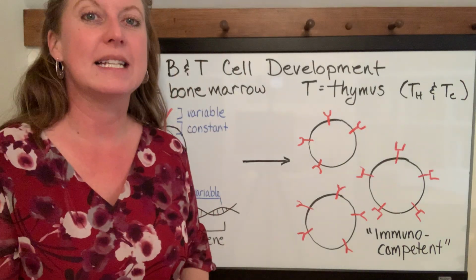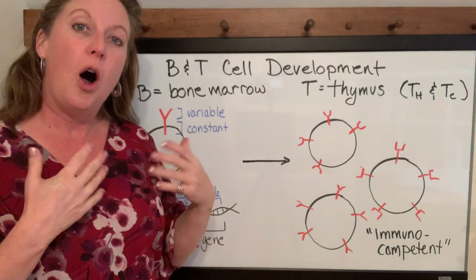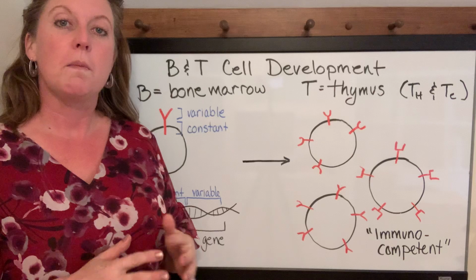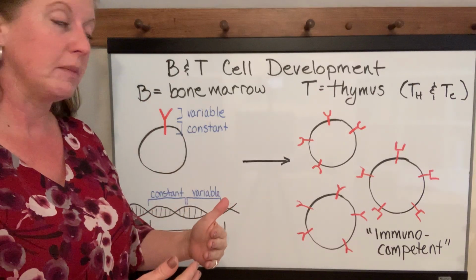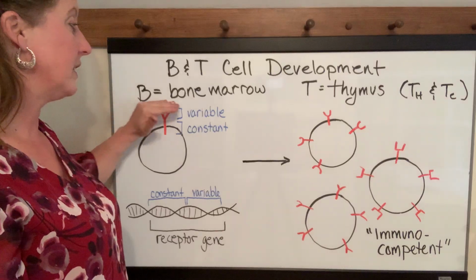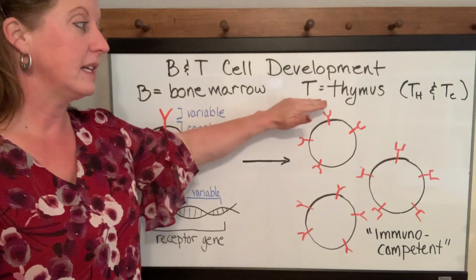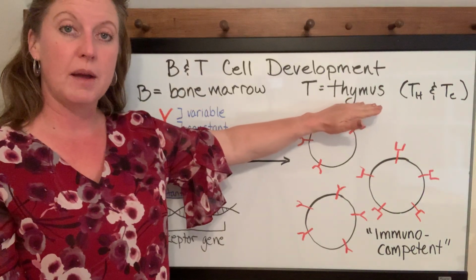Let's talk about B and T cell development. Now, all blood cells are formed in the bone marrow, but B and T cells get their name because of where they finish their development. So B cells finish their development in the bone marrow, and T cells finish their development in the thymus.